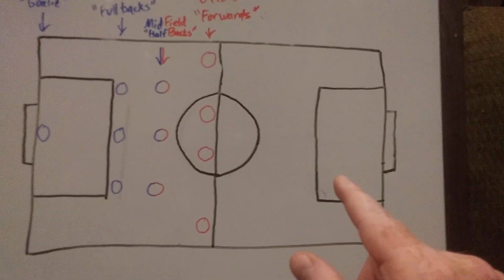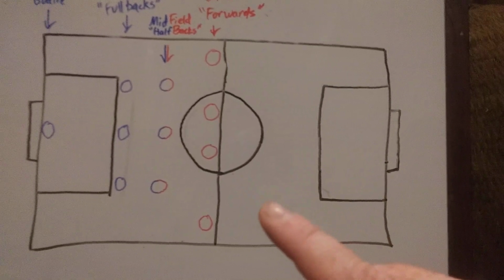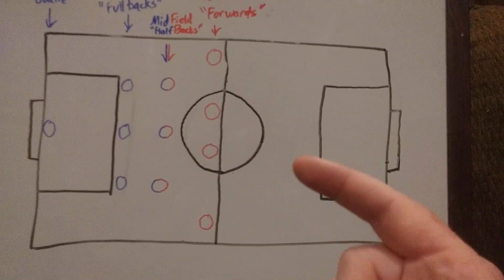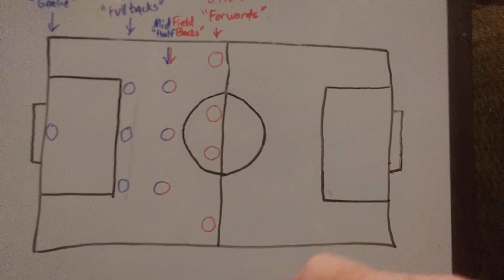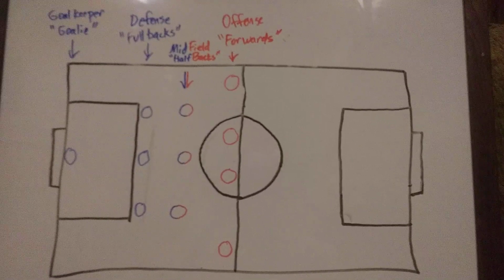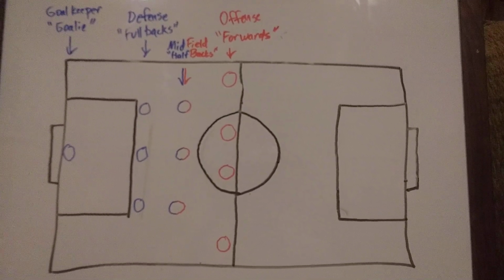And one thing to keep in mind, in this age division, they do call offside. So if you do not have the ball, you have to stay on this side of the opposing team's defensive line. The next position that we've got is midfield or halfbacks.